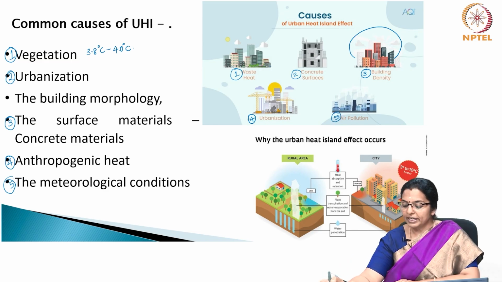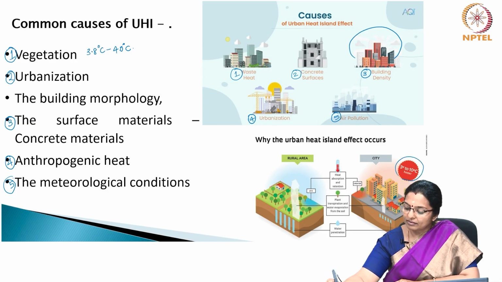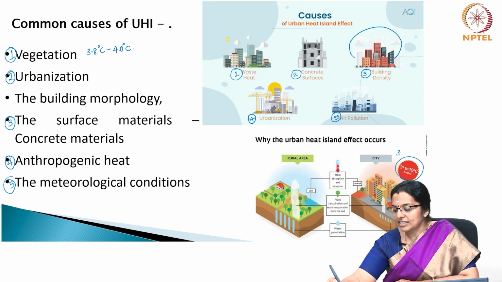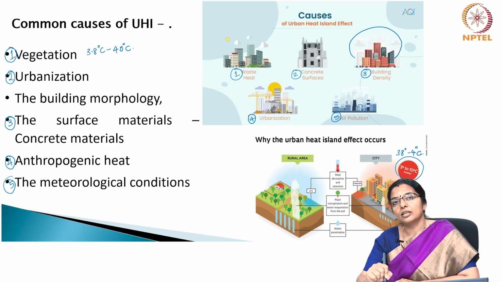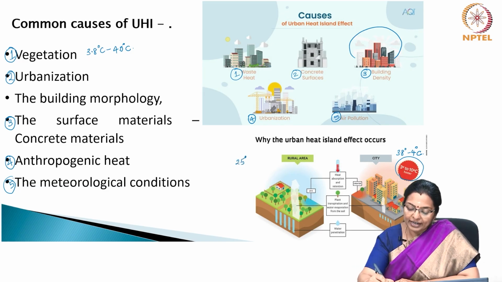And why does the urban heat island effect even occur in cities? It is a known fact that cities are 3 to 10 degrees hotter. Studies in India have shown that Indian cities are about 3.8 degrees to 4 degrees centigrade hotter than the rural areas. Even amongst certain pockets of the city, there is a difference of about 2.5 degrees centigrade between one part of the city and another part of the city.